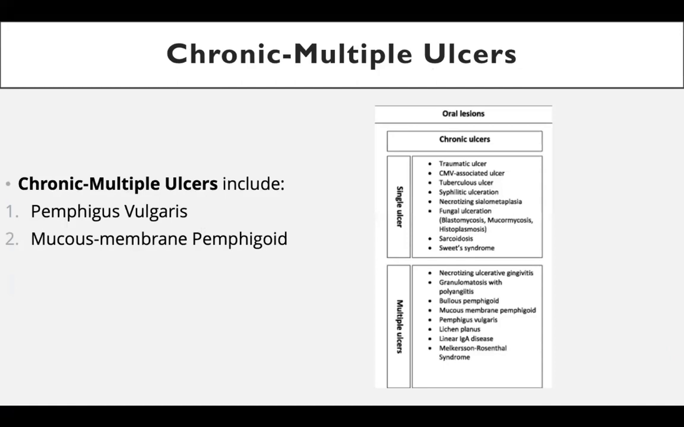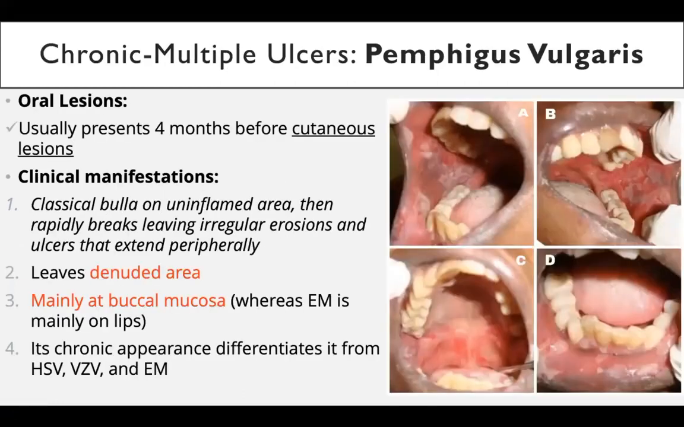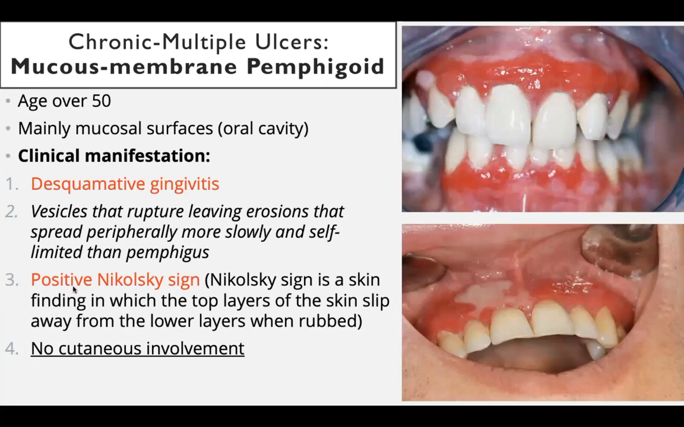Abbas, roll number 36. Yes, sir. What are the two chronic multiple ulcers you know about? Any two, chronic multiple ulcers? Pemphigus vulgaris and mucous membrane pemphigoid. Can you tell us without looking any difference between these two? Sir, pemphigus vulgaris will extend peripherally, and the other one not. The other one, mucous membrane pemphigoid, will not spread? It will also spread. Both of them will spread peripherally. Yes, sir.